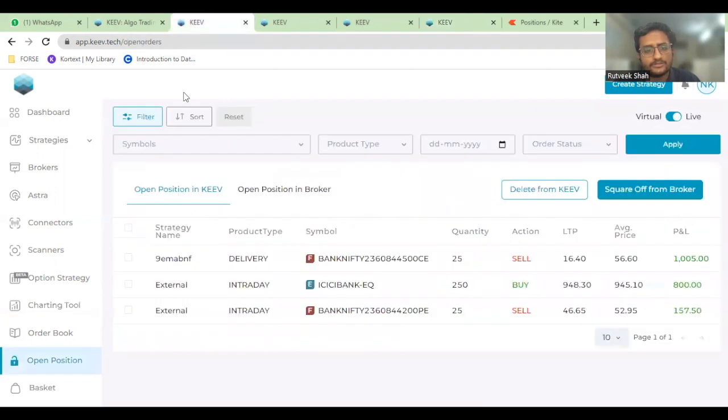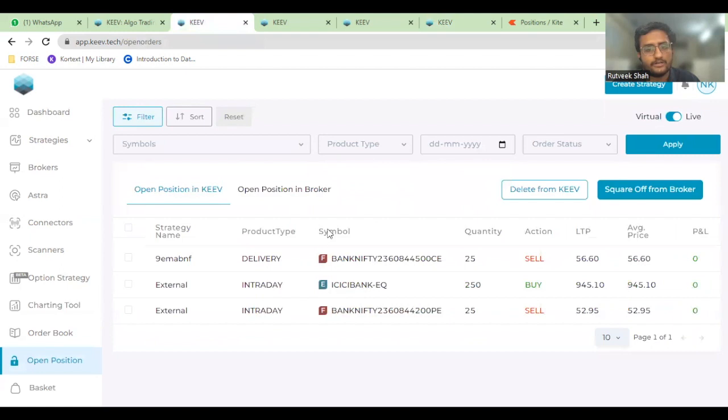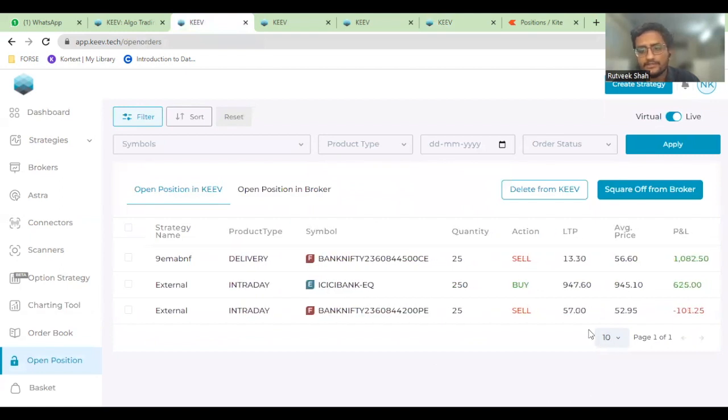Looking at our current position, let's check how it has performed till now. We can see from here that our put is in a small loss of around 50 rupees, that is around 3 to 5 points. At the same time, our call sell position, which was executed at 56, is currently trading around 13. That is around 1,000 rupees profit.